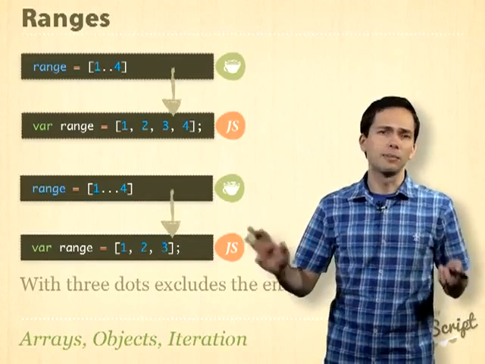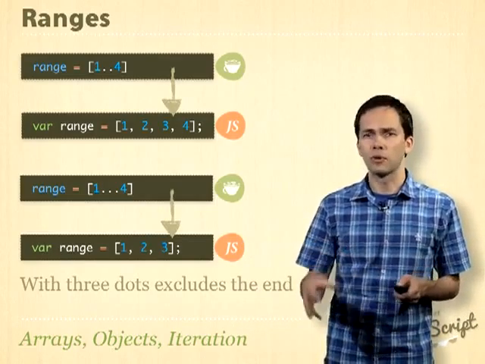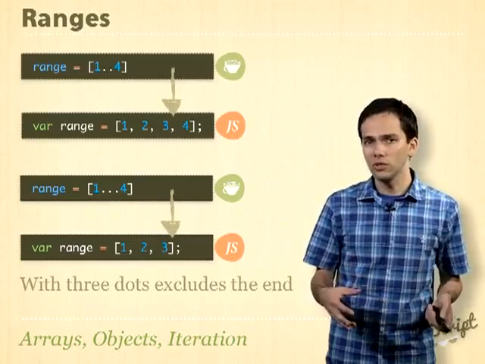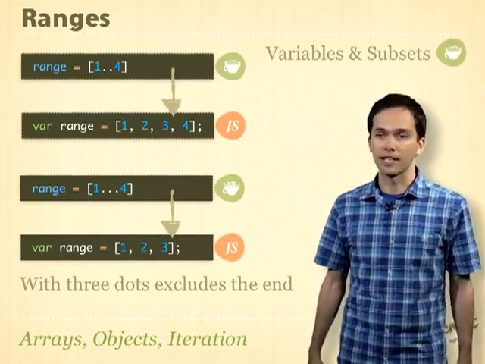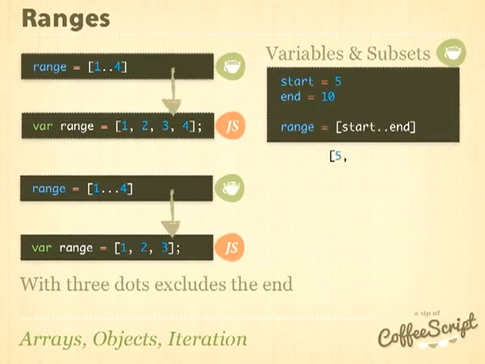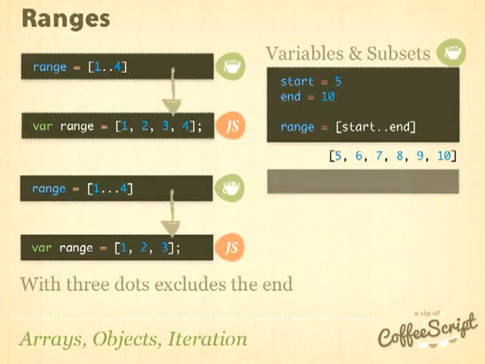This may not seem very powerful. Where it starts to get more powerful is when you realize that you can use it with variables and to get subsets of existing arrays. So here we have two variables. We have a start and an end. So it's going to create an array with 5, 6, 7, 8, 9, and 10. Then we can get a subset of that array by just doing 1..4. That's going to return 6, 7, 8, and 9.